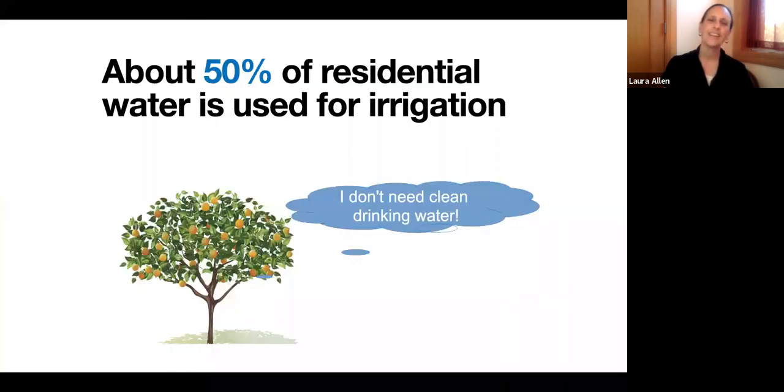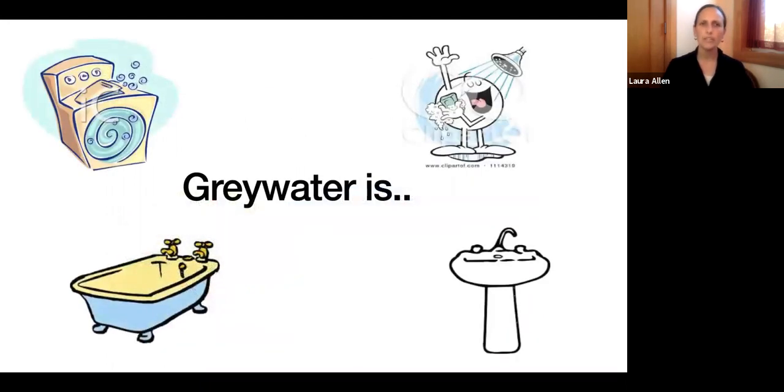It's not always. So we use a lot of water in our landscapes. We use about 50% outside for plants. Of course that number varies, but a big chunk of our water goes outside, and our plants don't need clean drinking water. They can be very happy and thrive with a different quality of water. And that's where Greywater comes in. Greywater is water that you already used once in your home. It's from your washing machines. It's from your baths and your showers and your sinks.